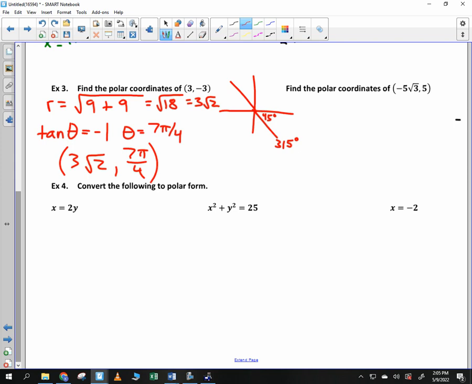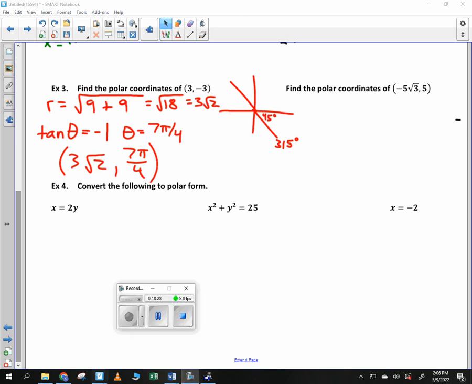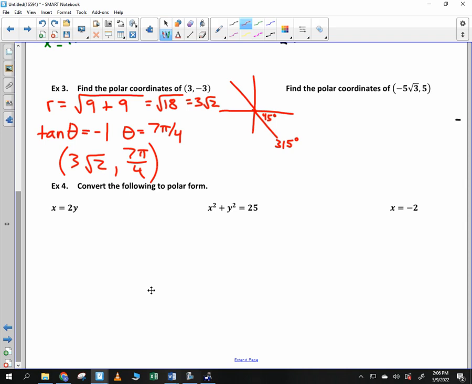Please try the next one, negative 5 roots of 3 and 5, on your own. We'll check to see if you have it correct. Go ahead. So I have the square root of 75 plus 25. I've got 10 for a radius. Anybody else? Then let's talk about the angle.